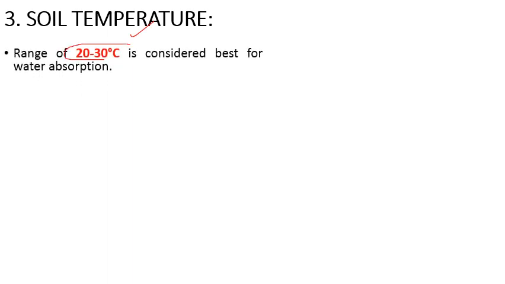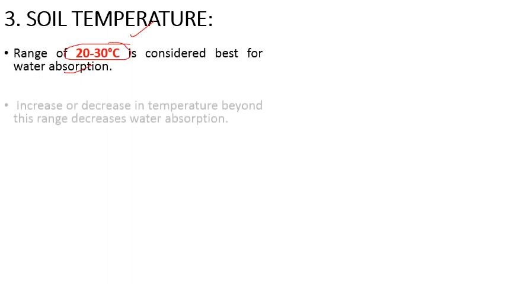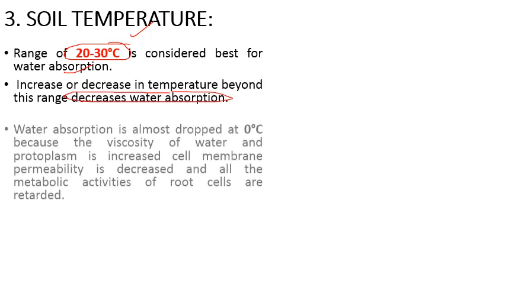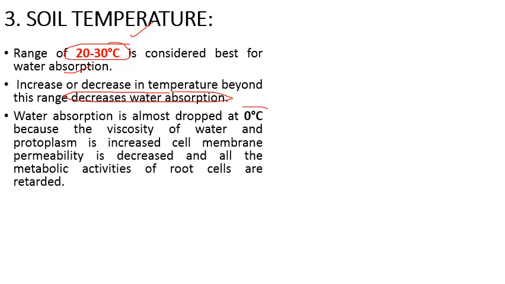Next factor is soil temperature. The ideal range of temperature is 20 to 30 degrees Celsius for water absorption. Increase or decrease in temperature beyond this range decreases water absorption. Water absorption almost drops at 0 degrees Celsius because the viscosity of water and protoplasm is increased in the cell, the cell membrane permeability is decreased, and all the metabolic activities of the root cells are retarded. So that's why at 0 degrees Celsius there is poor water absorption by the plant roots.